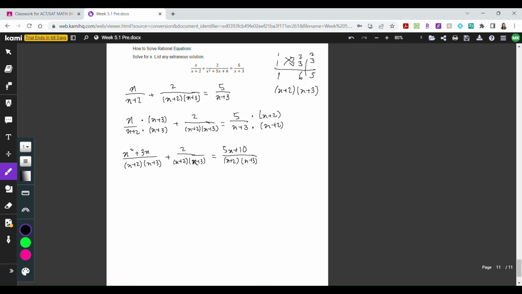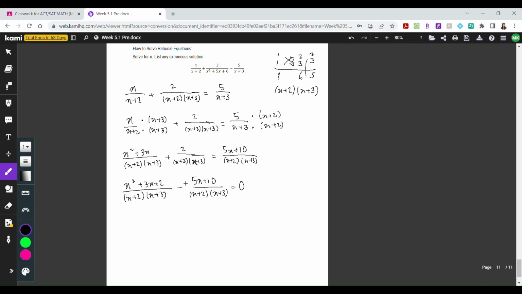All right. Now from here, two things I'm going to do. I'm going to put all of these into one big fraction since they have a common denominator now. And I'm going to bring this over here by subtracting both sides by 5x plus 10 over x plus 2, x plus 3. So it's going to look like this: x squared plus 3x plus 2 over x plus 2, x plus 3, minus 5x plus 10 over x plus 2, x plus 3, equals 0.